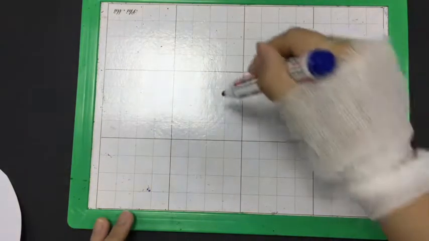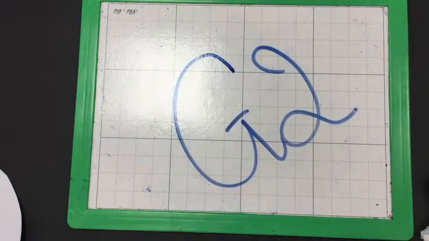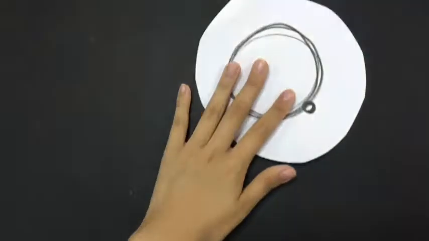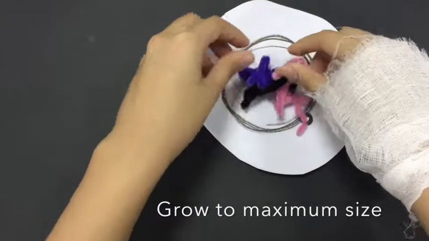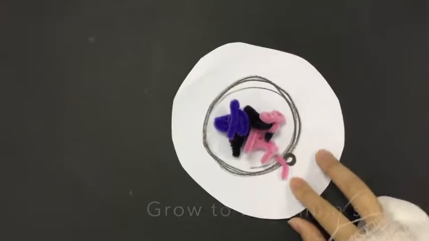The last part of interphase is what we call G2. And it's really important to remember that this is after synthesis, in which the DNA has replicated, and in G2, all it really does is grow even more to its maximum size.